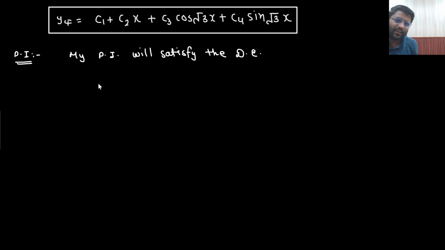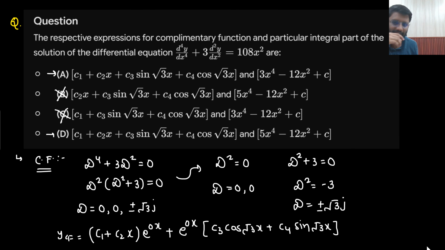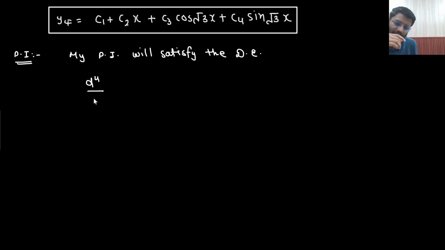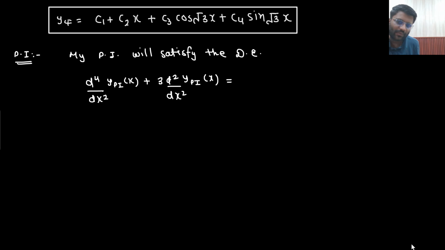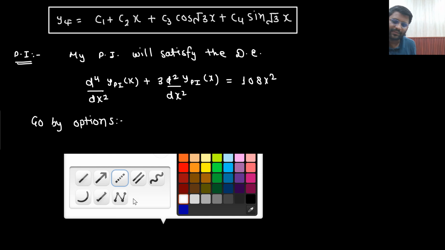So if options are given, I know what my differential equation is. That is d to the power 4 y by dx to the power 4. In place of y, I will simply put my particular integral, plus 3 d square y by dx square. If I put it, then it should come out to be 108x square. So what I am saying is, go by options.